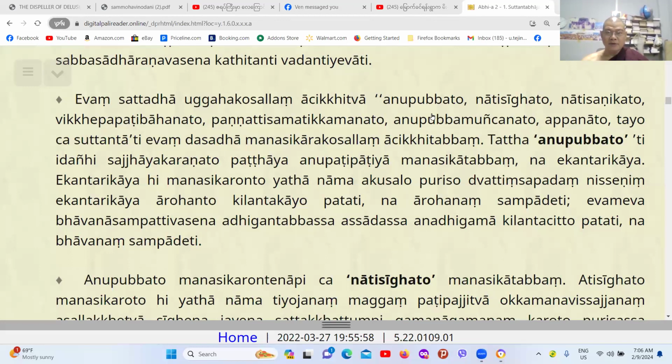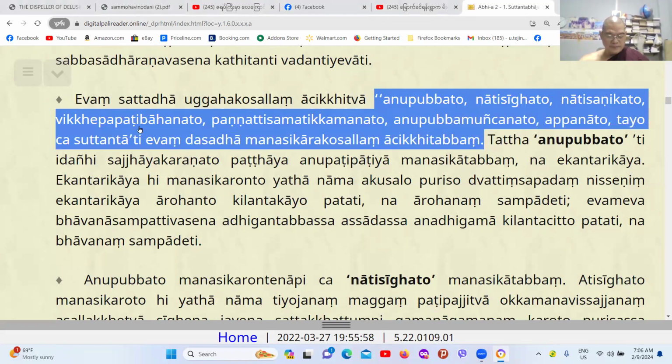Wakepa patipahanato, as to prevent the distress. Panati samategmato, as to surmount the concept. Anupopa mojanato, as to releasing one after another. Apanato, as to absorption. Etayo suttanta, three kinds of sutta, three suttas. Evo dasada manasikara kosala achakitaban.